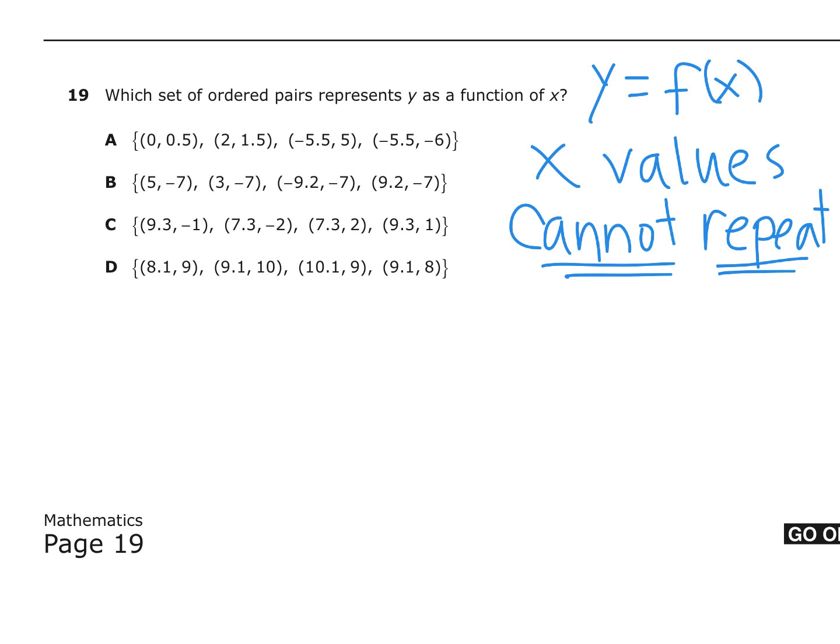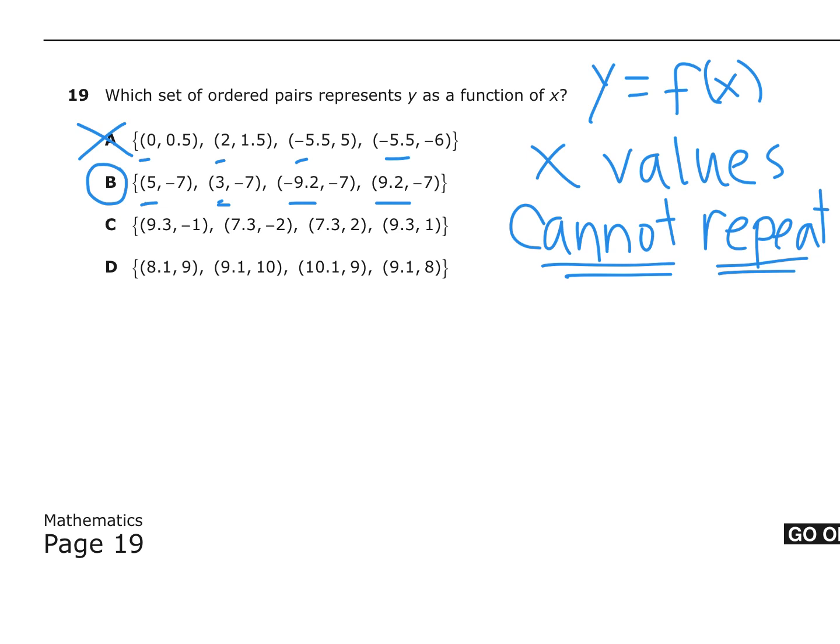So I'm going to look at the x values on the first one, and I have 0, 2, negative 5.5, negative 5.5. The negative 5.5 is repeated. That is not a function. I'm going to look at answer B. I have 5, 3, negative 9.2, and a positive 9.2. Those are all different. That means that that would represent a function. Y is a function of x. So that is correct.